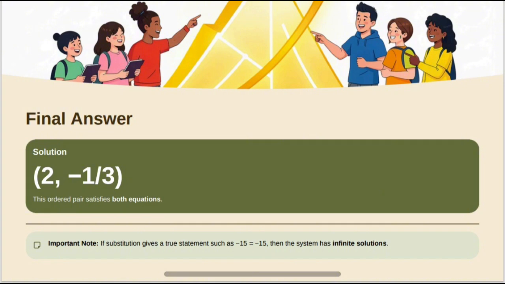If substitution results in a true statement, such as negative 15 equals negative 15, then the system has infinite solutions.